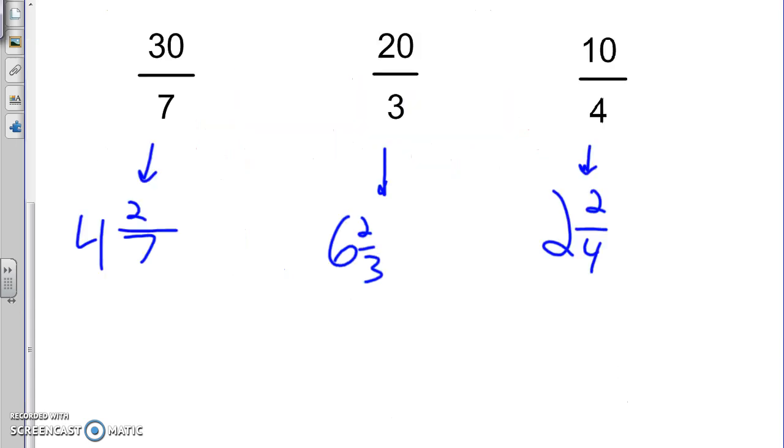All right, hopefully you paused it without seeing these answers. There they are. You have the answer of 4 and 2 sevenths, 6 and 2 thirds, and 2 and 2 fourths. Go back, check your work, follow along with the video, see if you did not do one of the steps that we did. We're going to move on to converting between mixed numbers into improper fractions now. Personally, I think this one's easier.